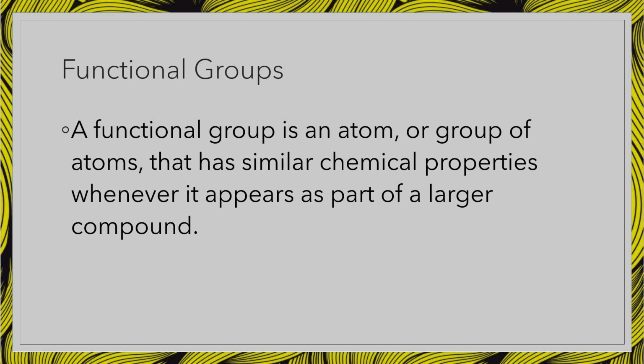So, for example, acids, the acid group, it's a functional group. Whenever it's found in a molecule, it will donate a proton. Okay, that's what we mean by similar chemical properties. All of the alcohols form hydrogen bonds, so they're more likely to be soluble in water. Okay, so those are the chemical properties that, when these functional groups appear, give that molecule that chemical property.